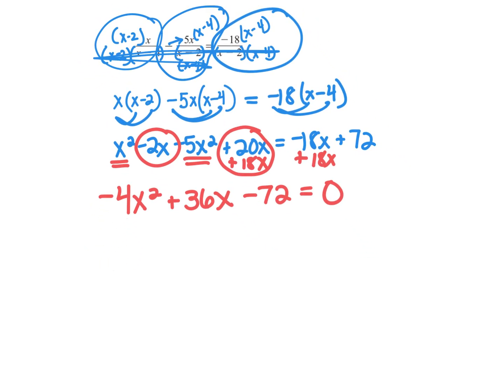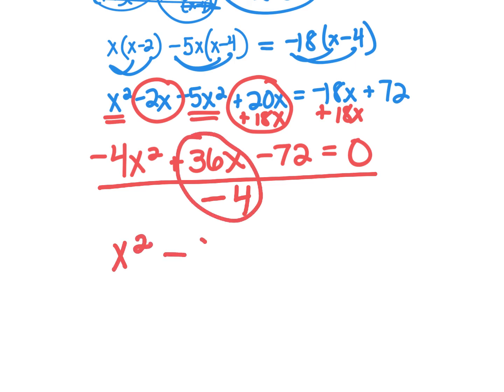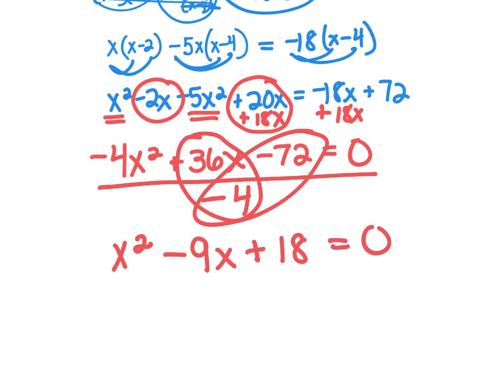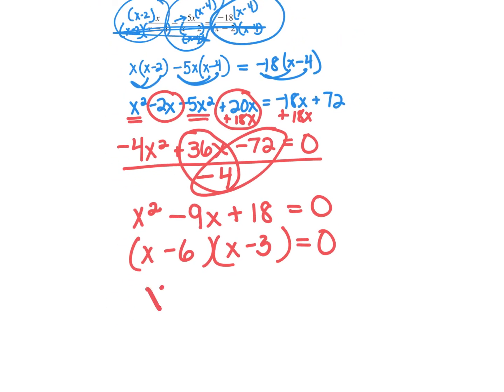It's a quadratic equation again. I think those are all divisible by 4. So I would do that for sure to make the numbers a little smaller. Maybe even divide by negative 4. So now we would have x squared. And then this part would become negative 9x. And then this part would become positive 18. Okay, then we could factor this. We'd have x minus 6 and x minus 3. And that means the solutions would be x equals 6 and x equals 3.